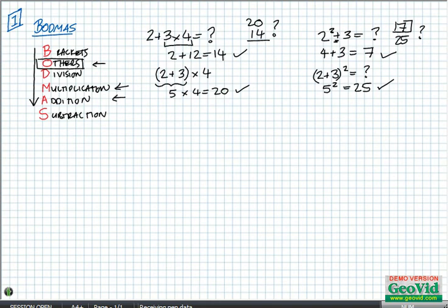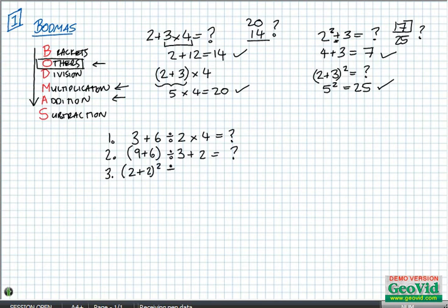Okay, so let's give you a few examples for you to have a go at to put the method into practice. So example 1: 3 plus 6 divided by 2 multiplied by 4. Example number 2, we have 9 plus 6 in brackets divided by 3 plus 2. And number 3, we have 2 plus 2 in brackets to the power 2 divided by 2 minus 1. Okay, so if you pause the recording here and have a go at these, and then continue when you're ready.